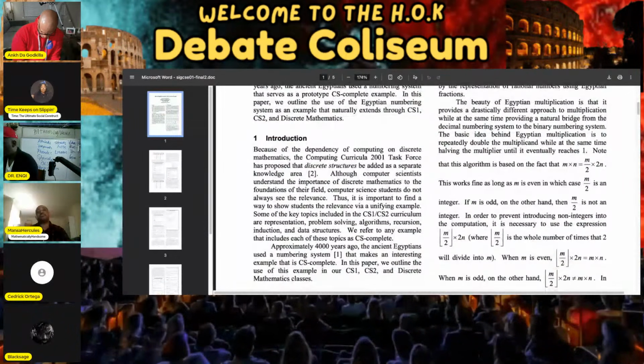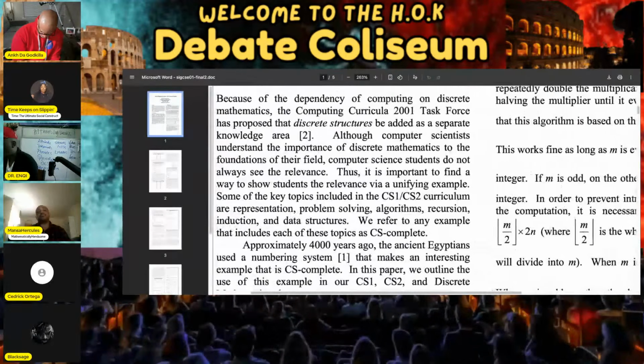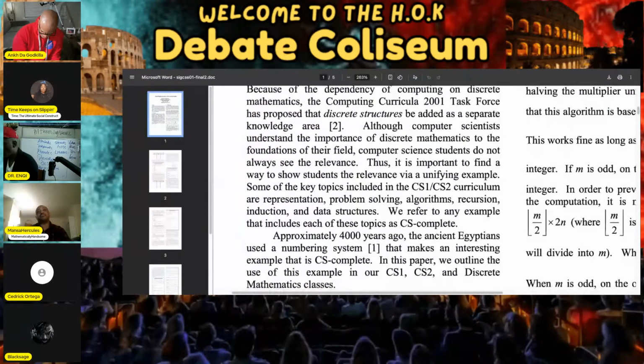Gotcha. Okay, so what did you take away from that abstract right there? I mean, you're basically saying that the Egyptian system can be represented as a model, kind of sort of, right?